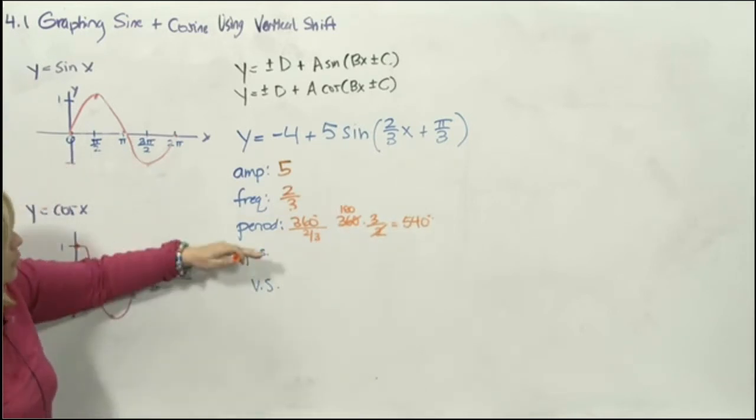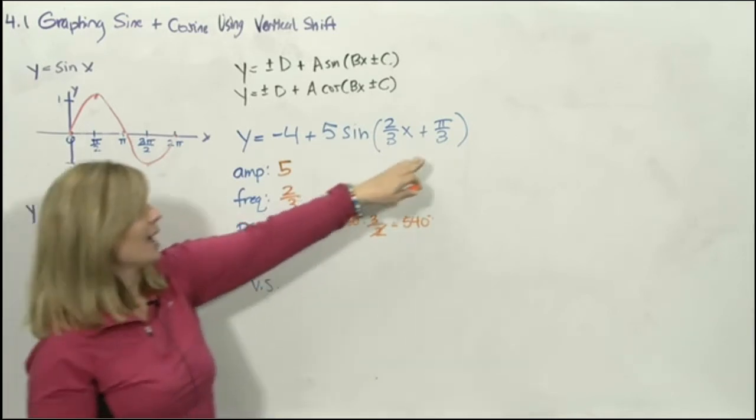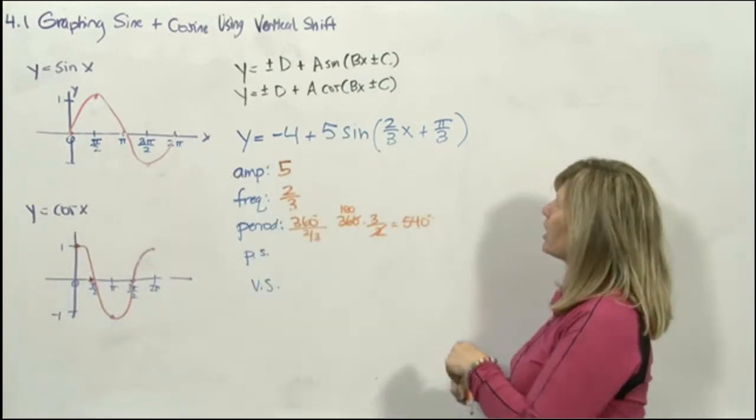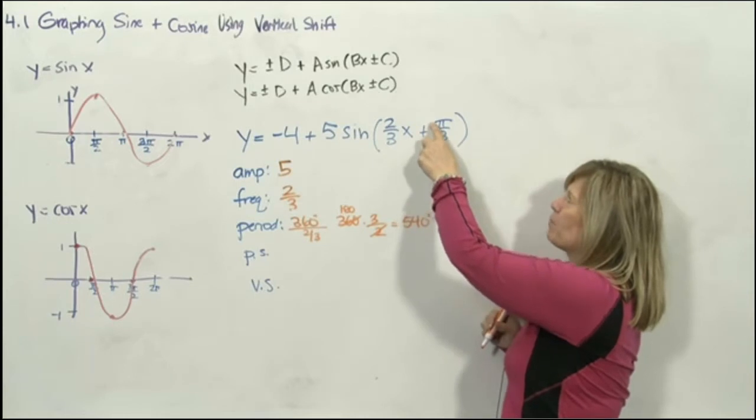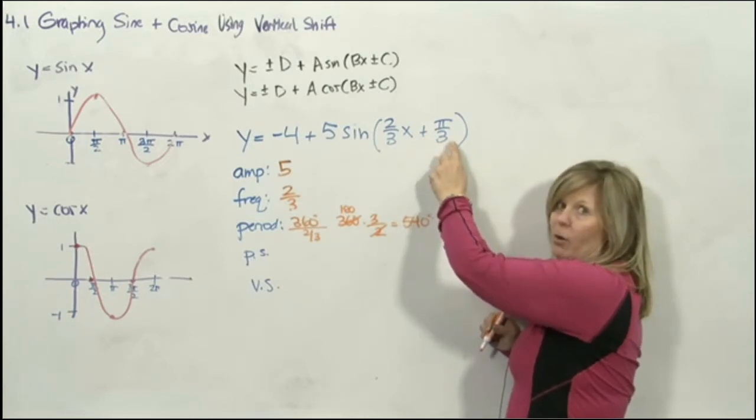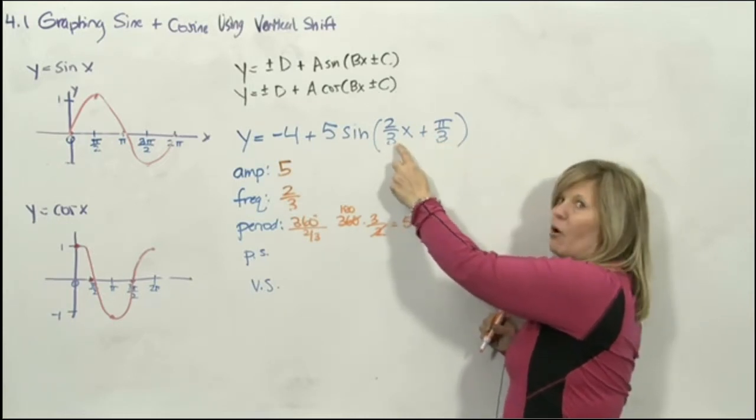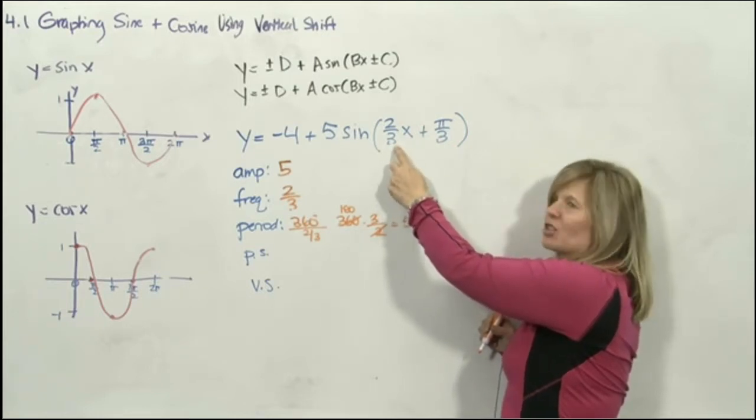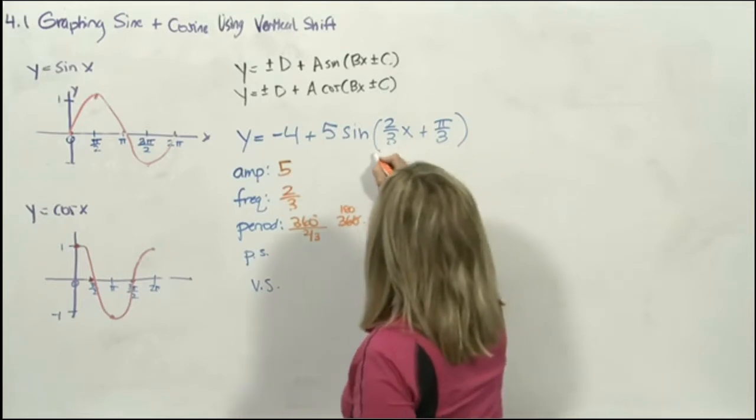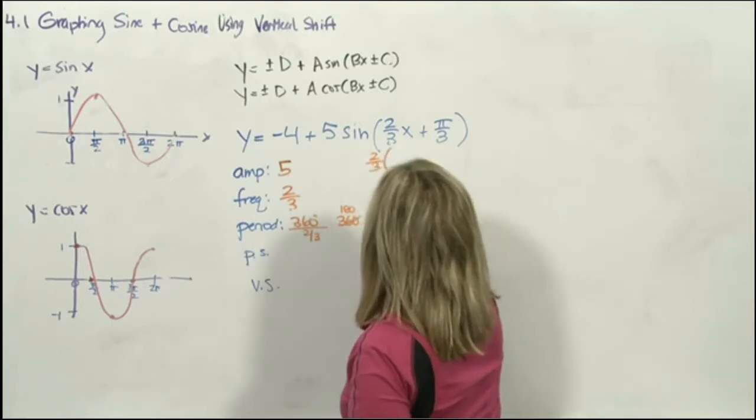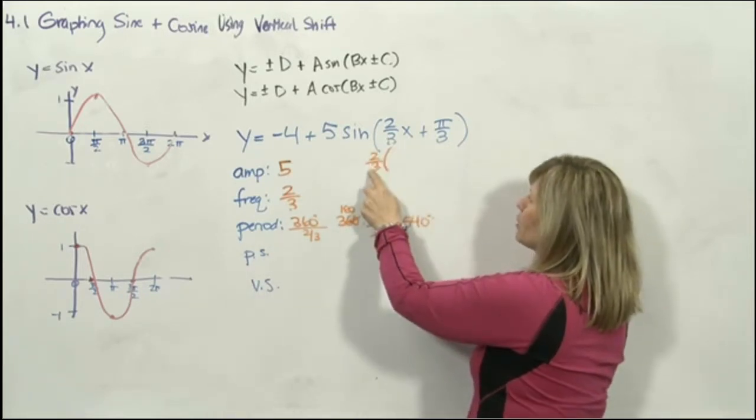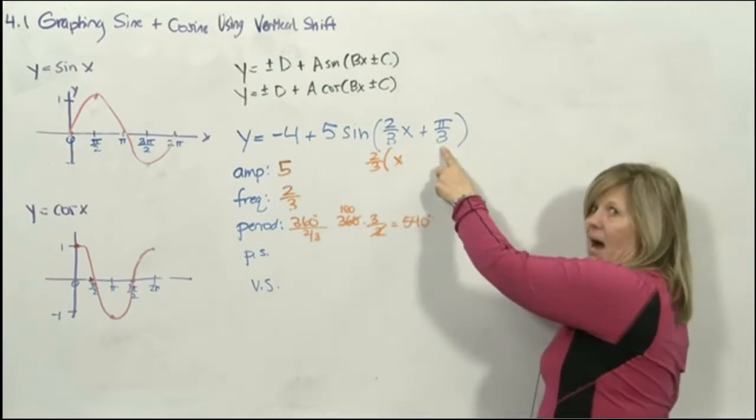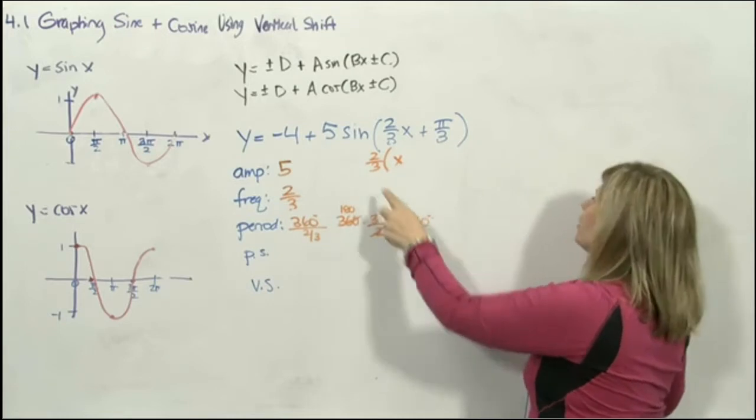But wait, do I have a phase shift? Heck yes, I do. Here's the problem. You all are going to jump the gun and say the phase shift is plus pi over 3. To tell me the phase shift, what's the coefficient got to be here? A 1. So you guys have got to factor out the 2/3. So if we pull the 2/3 out, 2/3 divided by 2/3 would be 1x. Now you got to take pi over 3 and divide it by 2/3.